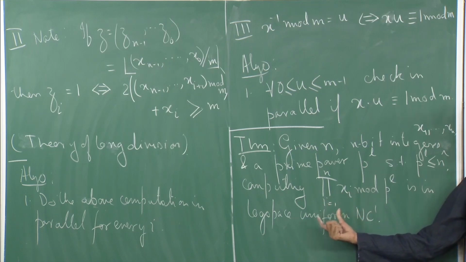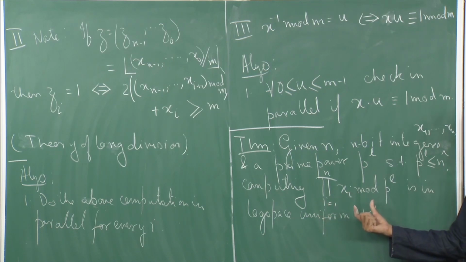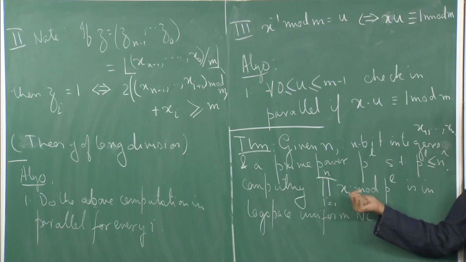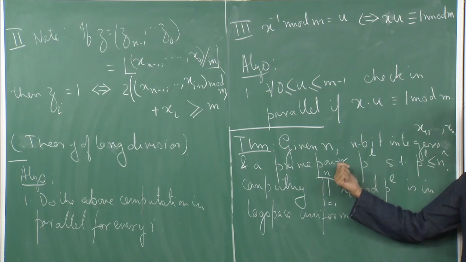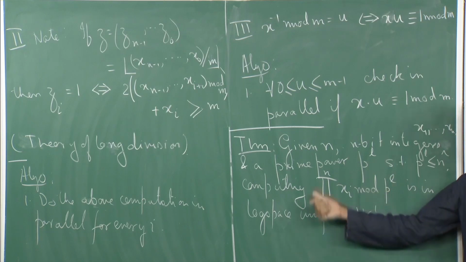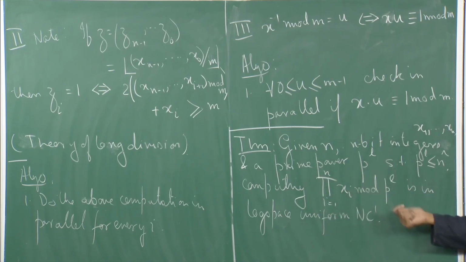As I was saying, ultimately our agenda is to show that we can do this computation in NC1 even in general, even without taking modulo a prime power. But before that, we will see that if you have a prime power and you want to do iterated product modulo the prime power, that is actually doable in NC1.